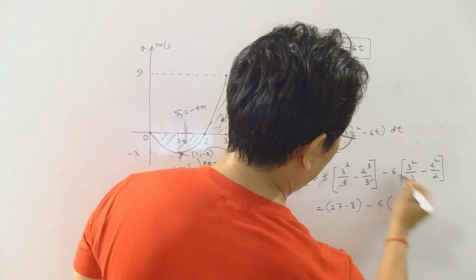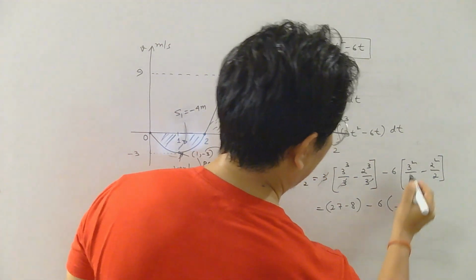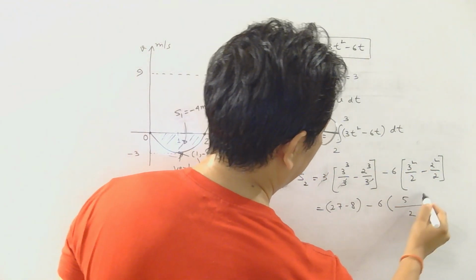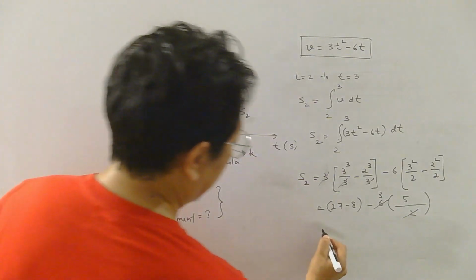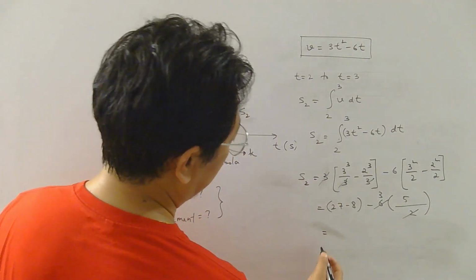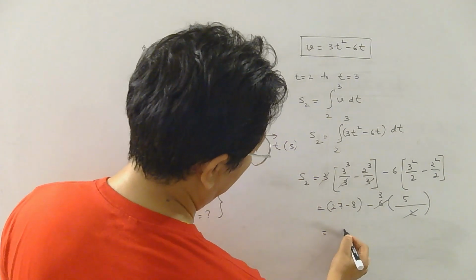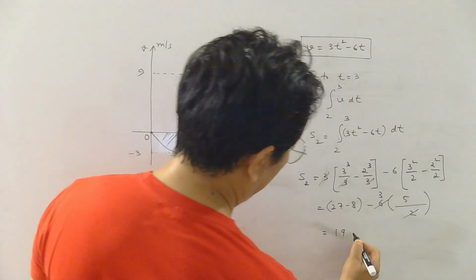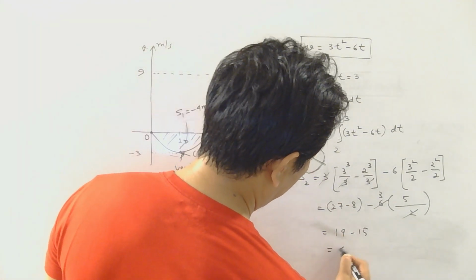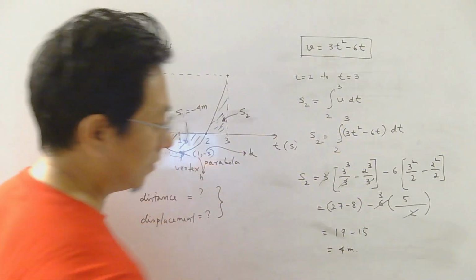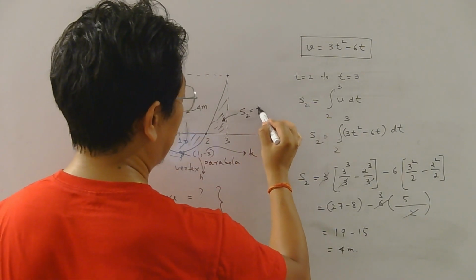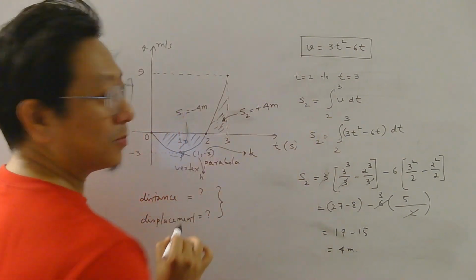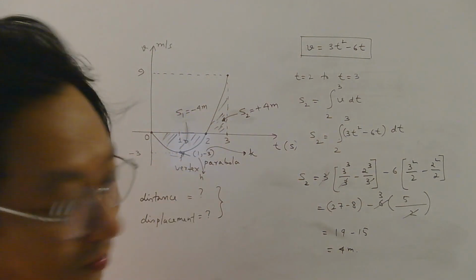This LCM here will be 2, and this will be 9 minus 4, 5. This will be 2 3s are 6, right? And this will be 27 minus 8, 19, minus 15, that will be 4 meters, isn't it? So the displacement here is plus 4 meters. It has to be plus because the area here is positive.